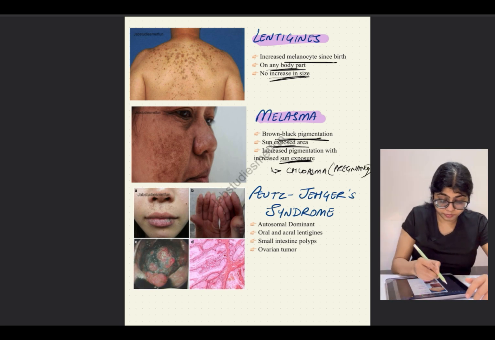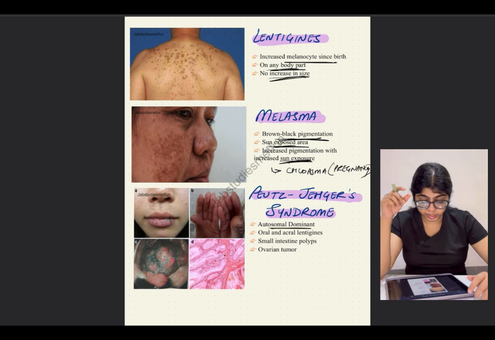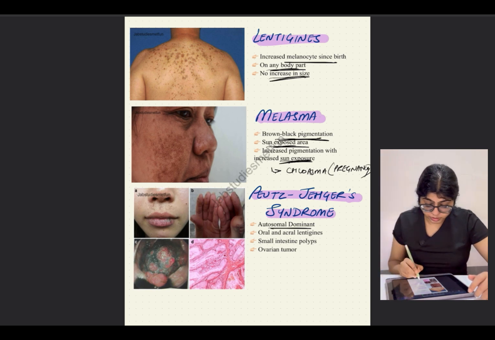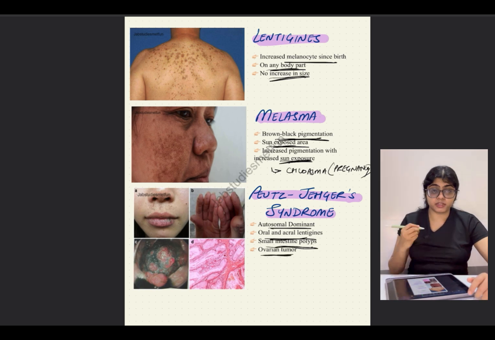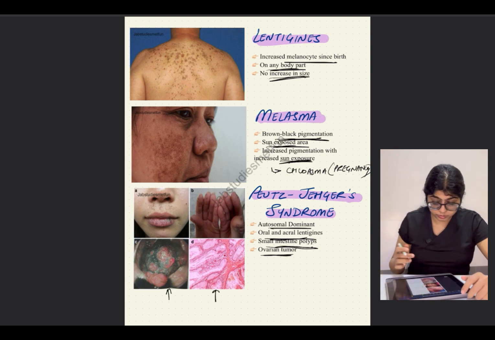Next topic is Peutz-Jeghers syndrome. It is an autosomal dominant syndrome which includes oral and acral lentigines, which is around the mouth and around the fingers. Black pigmentation can be seen. In this particular syndrome, small intestinal polyps and ovarian tumors can also be seen. So you can see over here, this is an image of an intestinal polyp. There are acral and oral lentigines in here, and this is the ovarian stromal tumor.